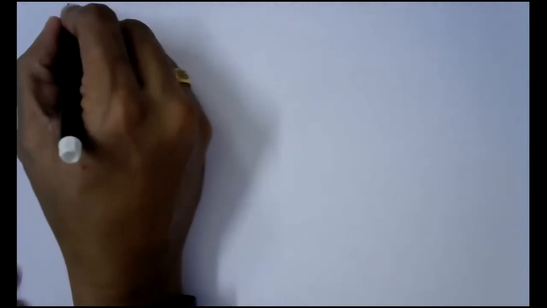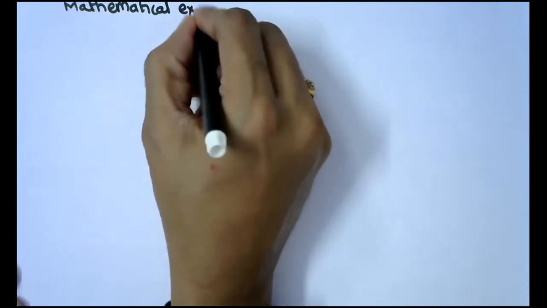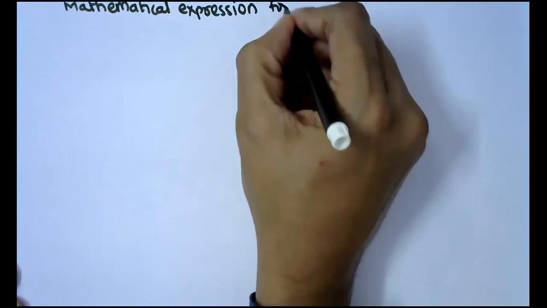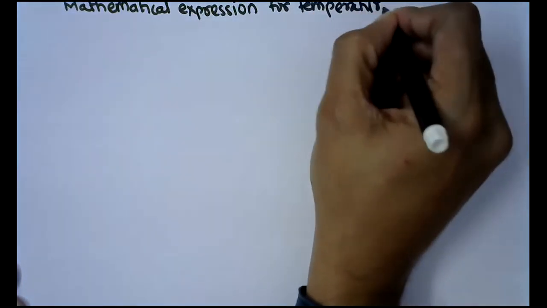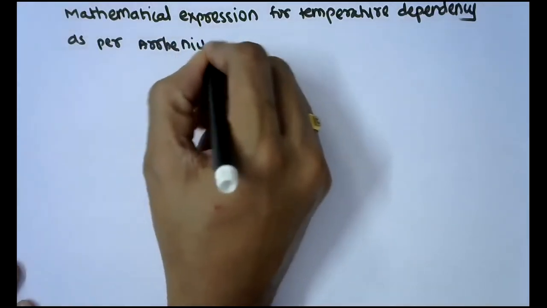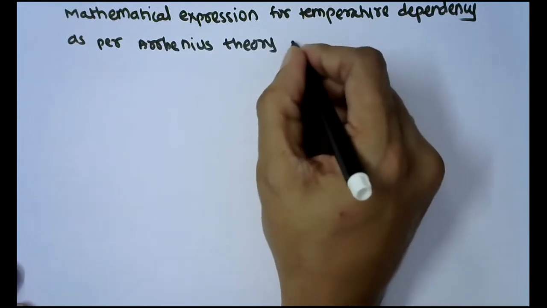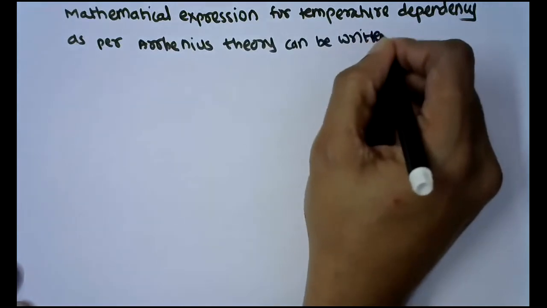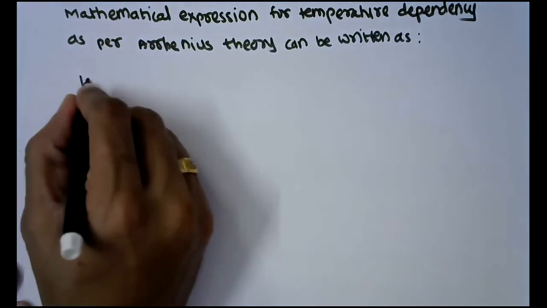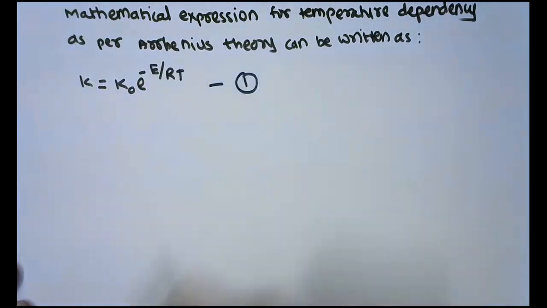Now, the mathematical expression for temperature dependency as per Arrhenius theory can be written as k is equal to k0 e raised to minus E upon RT. This is equation number one.